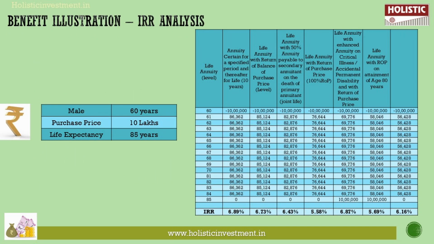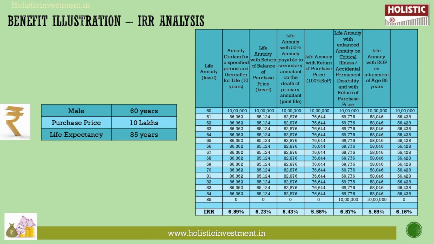Now let us move on to the analysis part of the video where we are going to conduct an IRR analysis, which means internal rate of return, to learn about what kind of returns this annuity plan can give us. To better understand and calculate the IRR properly, we are going to assume, for calculation purposes, that a 60-year-old male purchases the ABSLI Guaranteed Annuity Plus with a single payment of 10 lakhs. Since all the annuity options here are for a lifetime, we will assume a life expectancy of 85 years for both the primary and the secondary annuitants. So let's calculate the IRR for a few plan options under the ABSLI Guaranteed Annuity Plus Plan.